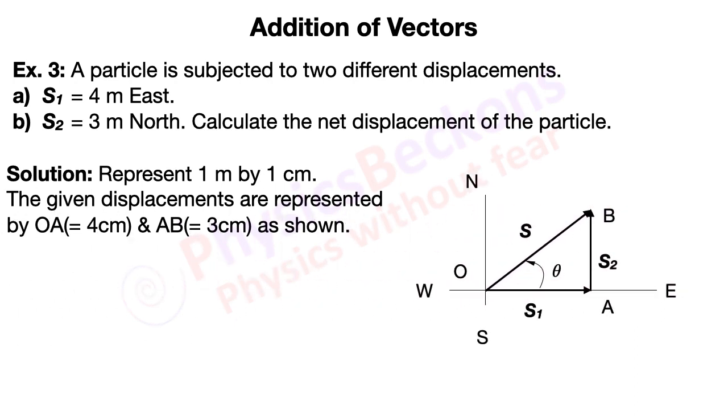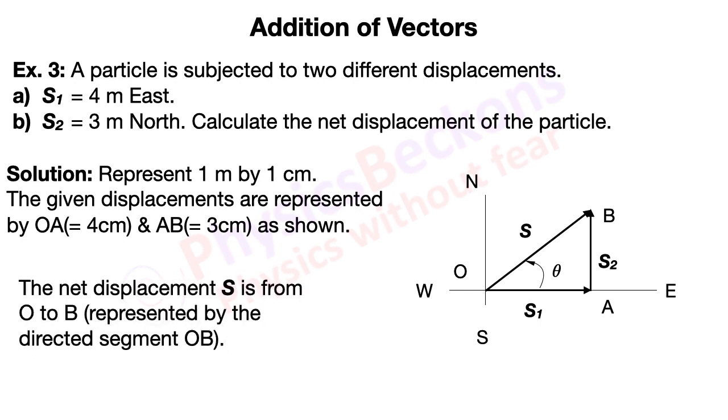OA is 4 centimeter representing 4 meter east and AB is 3 centimeter representing 3 meter north. O to A first displacement plus A to B second displacement. Net displacement is S or OB. It is given both in magnitude as well as in direction.